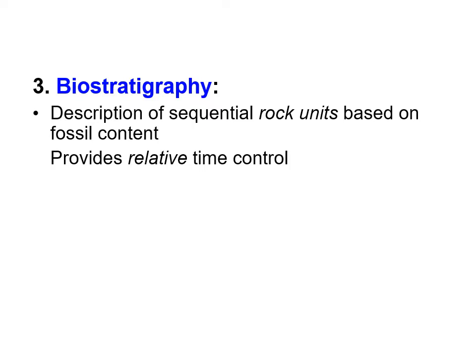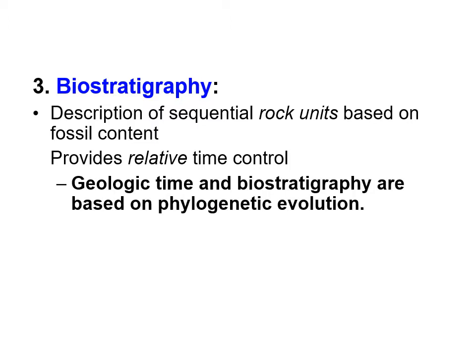We could have radiocarbon dates or just radiometric dates for rocks. But if we didn't have fossils in them, we still wouldn't be able to determine what period is what, because remember, geologic periods are defined based on fossil content, and that's where biostratigraphy comes in. Geologic time and biostratigraphy are again based on phylogenetic evolution. It's that stepwise change in organisms over time, or populations of organisms over time.